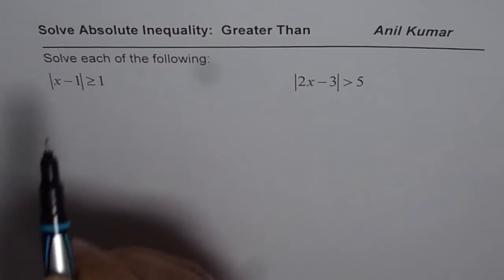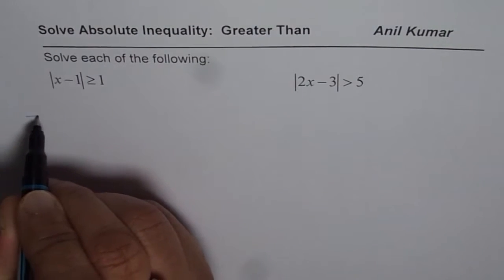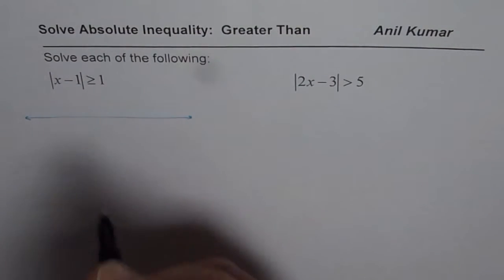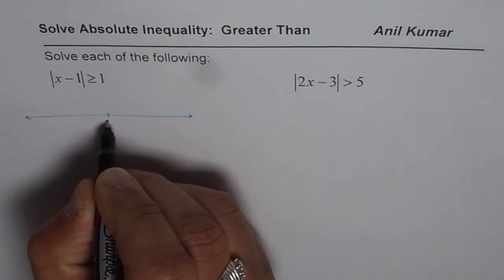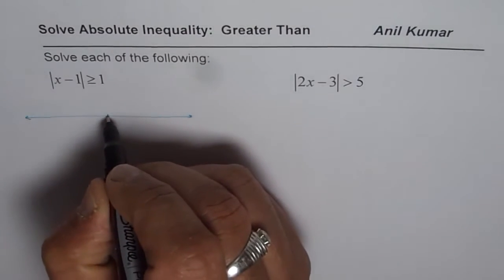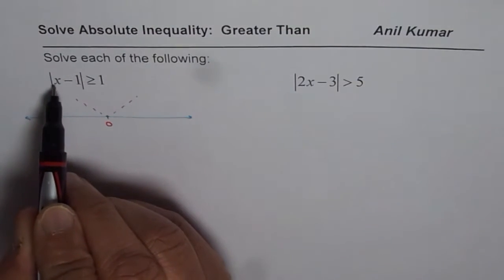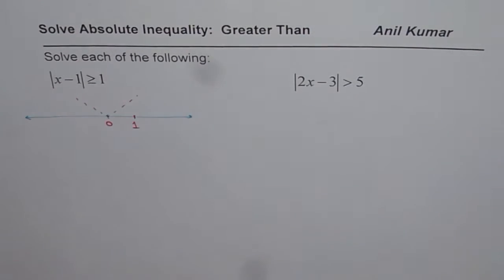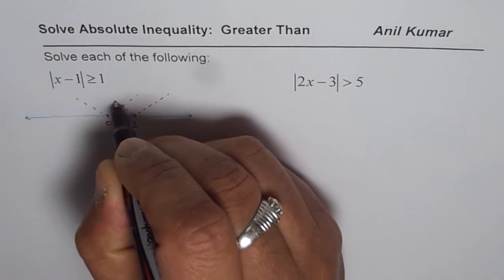Now first one here, which is absolute value of x minus 1 greater than or equal to 1, we could think about the function on a number line where absolute x minus 1 will be absolute function shifted 1 unit to the right. So basically the function absolute x is kind of like this right here, right? Now we are saying that this is absolute x minus 1, so that means it has shifted 1 unit to the right. So that is the vertex of the absolute function.